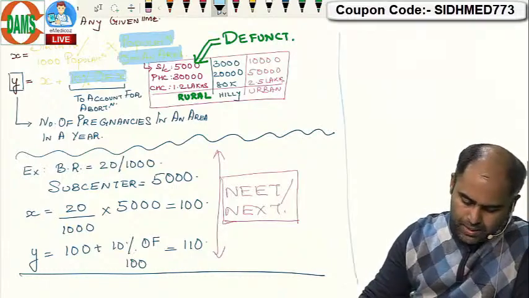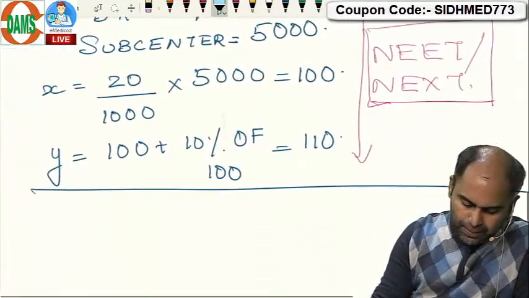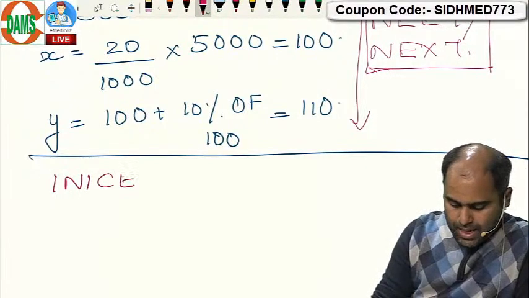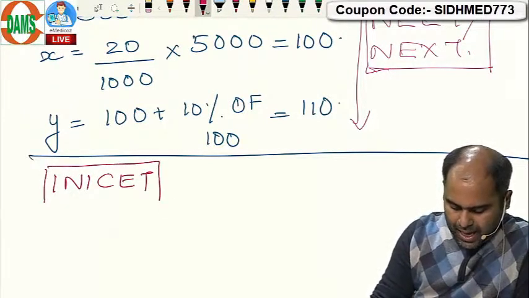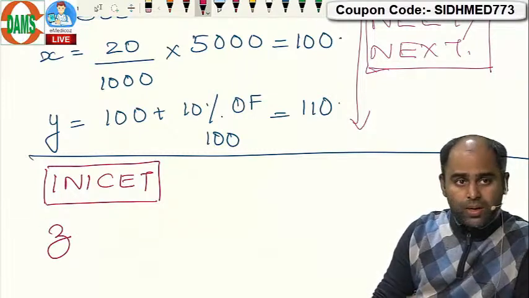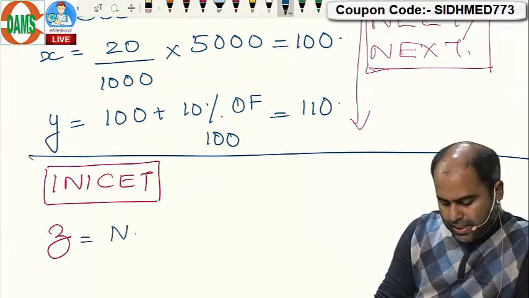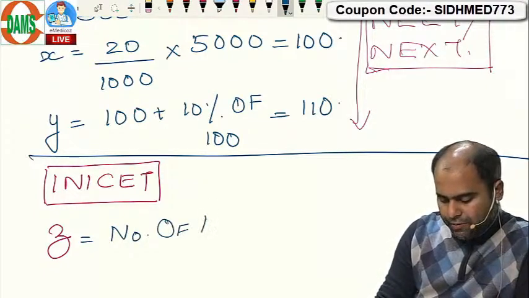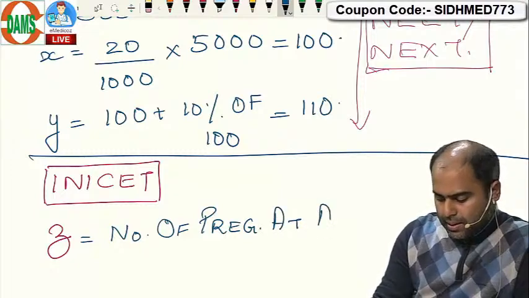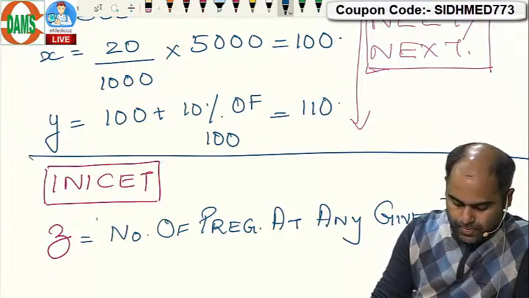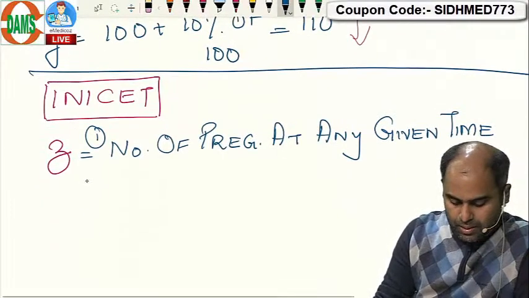Okay. Now the INI-CET people are not happy with this. The INI-CET people have a tendency to ask you Z. Now what is this Z? It is the number of pregnancies at any given time. This is one way to tell it.